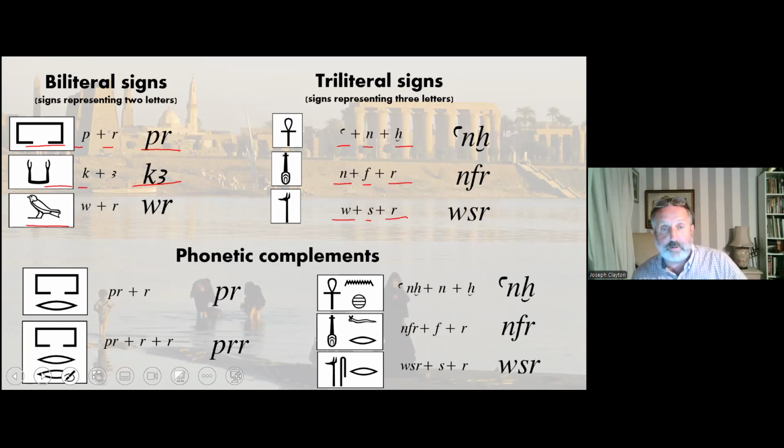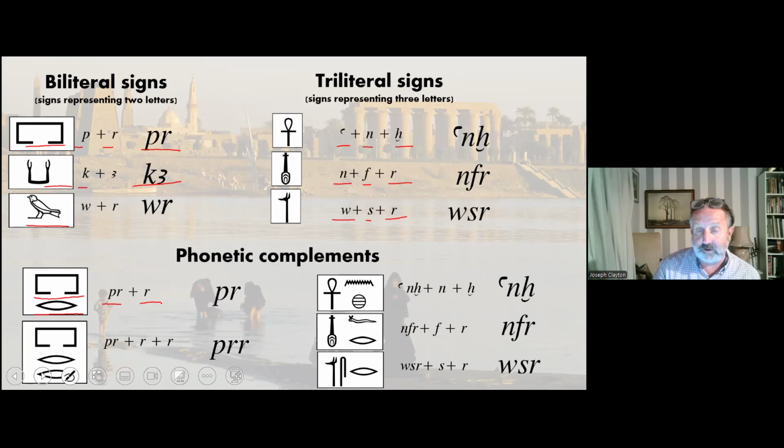Now, phonetic complements, these are really important because a lot of signs have two different readings. So to make sure you've got the right reading, what you do is put an extra letter after it. Sometimes you get a letter before it, but that's pretty rare. So, for instance, if you've got this per sign here, to confirm that it reads per and not anything else, you write an R underneath.